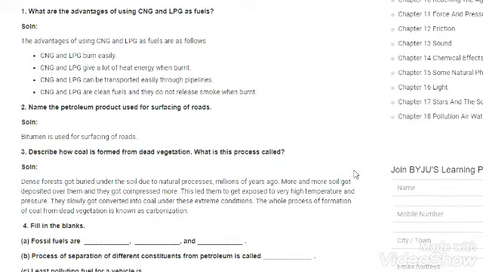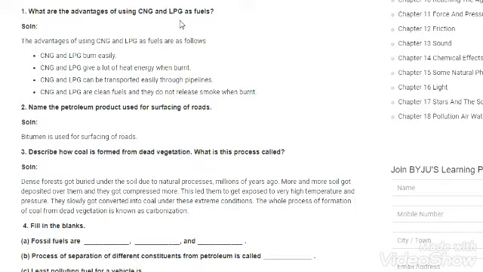Hi students, today we are going to discuss the exercise questions of our chapter Coal and Petroleum. So we can move to the first question. What are the advantages of using CNG and LPG as fuels? What do you mean by CNG? Compressed natural gas, and LPG is liquefied petroleum gas.